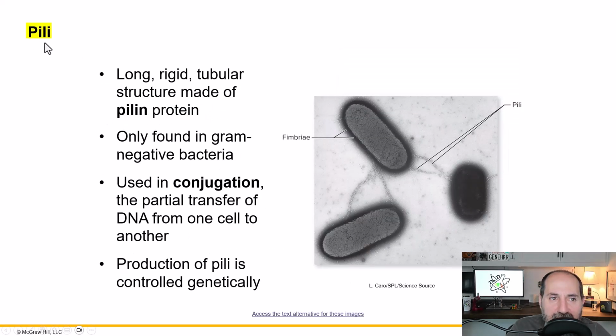Then there were the pili, and remember the process of conjugation I told you about. This is the sex pilus. It forms from one bacterium. It spans to another bacterium where it docks, and it undergoes this process of conjugation, which is a partial transfer of DNA from the donor cell to the recipient cell.